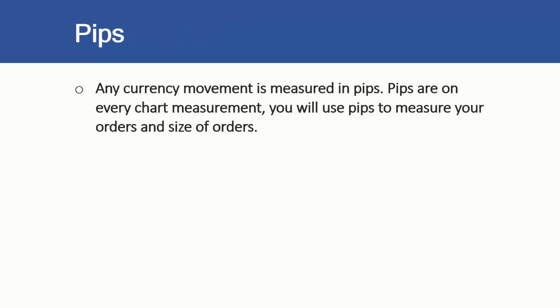Next, we have pips. Any currency movement is measured in pips. Pips are on every chart measurement. You will use pips to measure your orders and size of orders. It's like the way to navigate through your charts using pips.